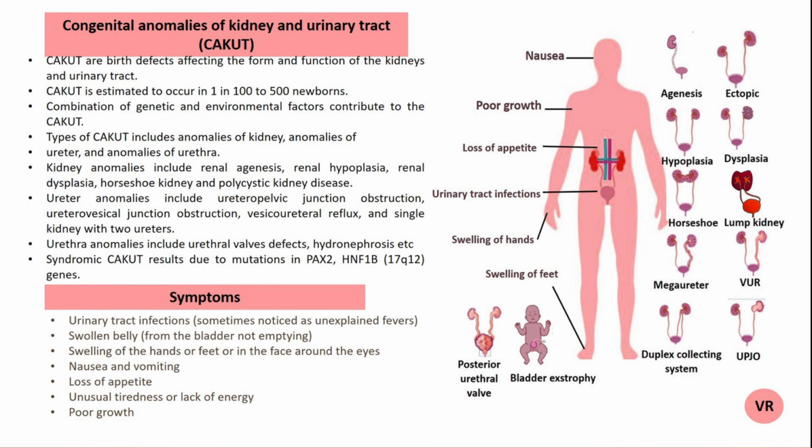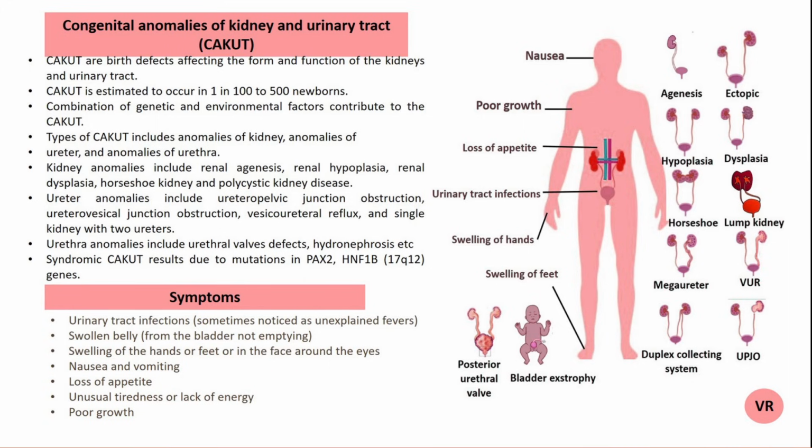Complications due to CAKUT are recurrent UTIs, hypertension, proteinuria, chronic kidney disease, and growth retardation. CAKUT is multifactorial in origin, involving genetic mutations, environmental factors, and maternal conditions like diabetes or drug exposure. Mutations in genes like PAX2, HNF1B, EYA1 may be involved.